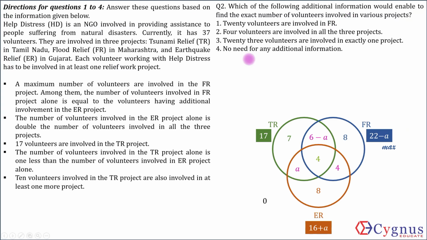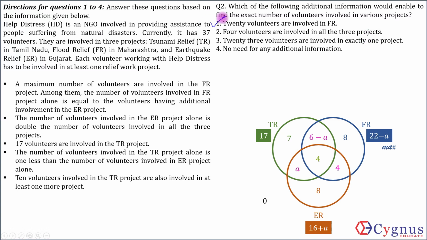Because no option has more than one of the above or all of the above is given at this point, I can conveniently mark my answer as 1. But let me also just show you that the remaining two pieces of information are not really handy. 4 volunteers are involved in all the 3 projects. Big news. We already know that, isn't it? 23 volunteers are involved in exactly one project. Again, great news. We already know that 8 plus 8 plus 7, 23 volunteers are involved in exactly one project. Both of these pieces of information we already knew. So, answer option 1 is the correct answer.